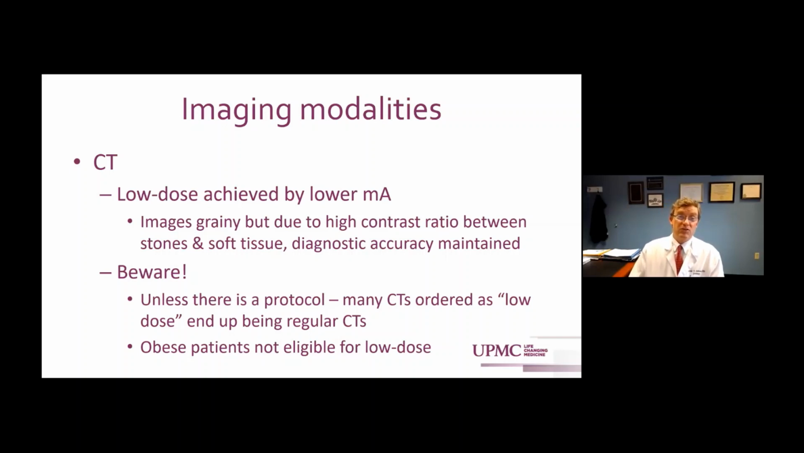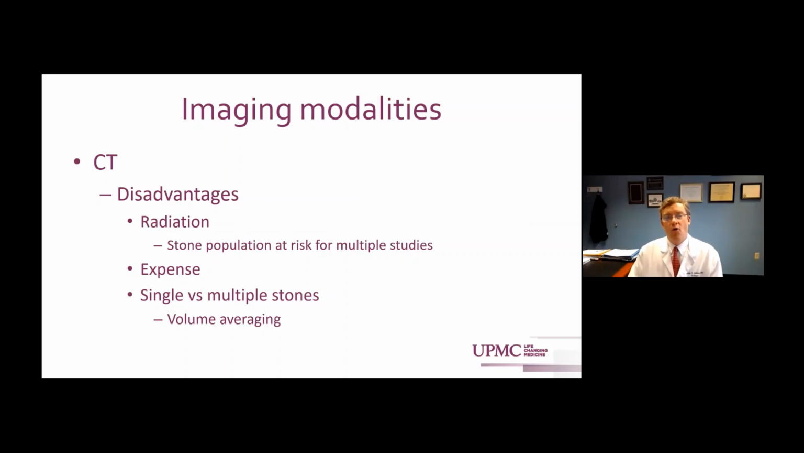Also, patients that are obese are not really eligible for low-dose CT scans because they don't penetrate well enough, and they get too grainy, and they do lose their efficacy. And unfortunately, the cutoff starts at a BMI of about 30, which unfortunately we see a fairly significant population that does have a BMI over 30, so they're not going to benefit in the same way from a low-dose CT. So talking about the disadvantages of CT, even though it is truly our best test for stones, number one disadvantage as I'm going on is radiation.